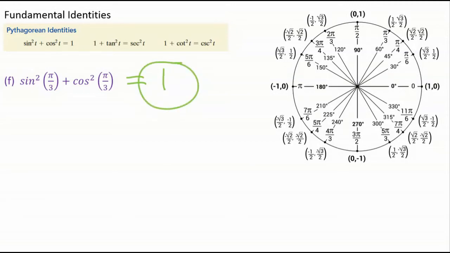Now here's the thing. If these didn't both say pi over 3, if this said sine squared of pi over 3 plus cosine squared of pi over 4, we couldn't use the Pythagorean identity. We'd have to actually just evaluate each of those separately, square each of the answers, and then add the work together. But because it's the same angle inside, I don't even have to evaluate each of these. I just say, hey, that's 1. I'm using the Pythagorean identity.